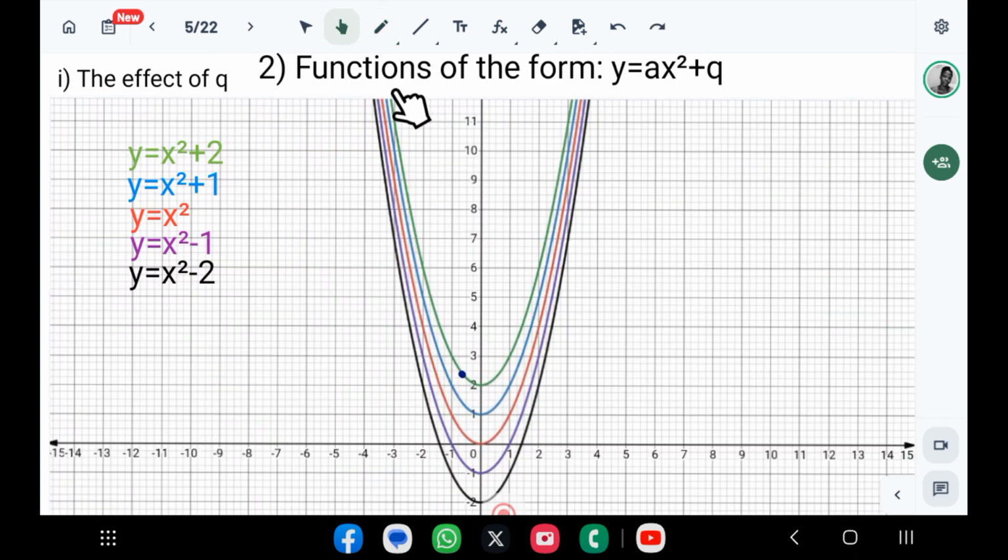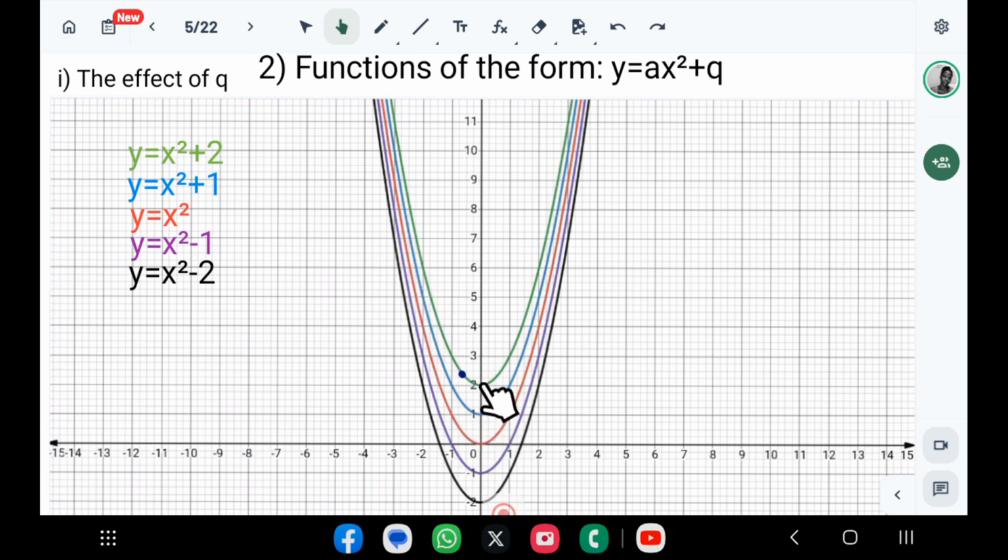So now next we're looking at functions of the form y equals ax² + q. Now let's look at the effect of q. When q equals 0, you've got your normal red graph which sits at the origin. But what happens when your q equals 1? The graph is shifted 1 unit up, and when q equals 2, you get y equals ax² + 2. You get the green graph which is shifted 2 units up.